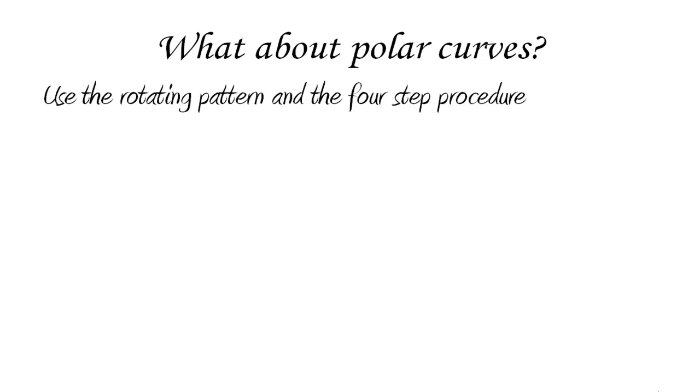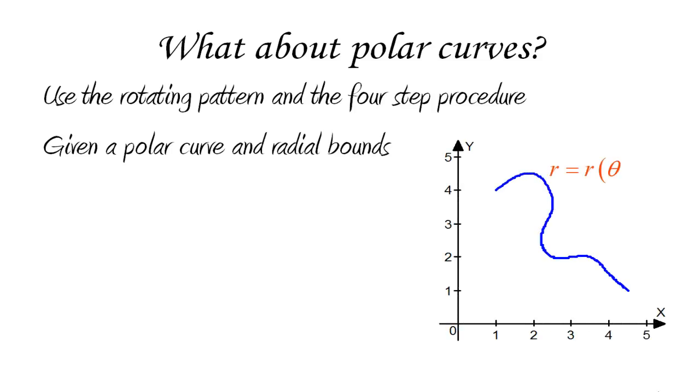And here is another thing that if you don't remember, you may want to pause and review it. But I'm going to show you again what those four steps are in case you have temporarily lost your memory. So here is how these two key ideas are going to be put together. Let's say that we have a polar curve and radial bounds. What do I mean by that? Okay, polar curve is fine.